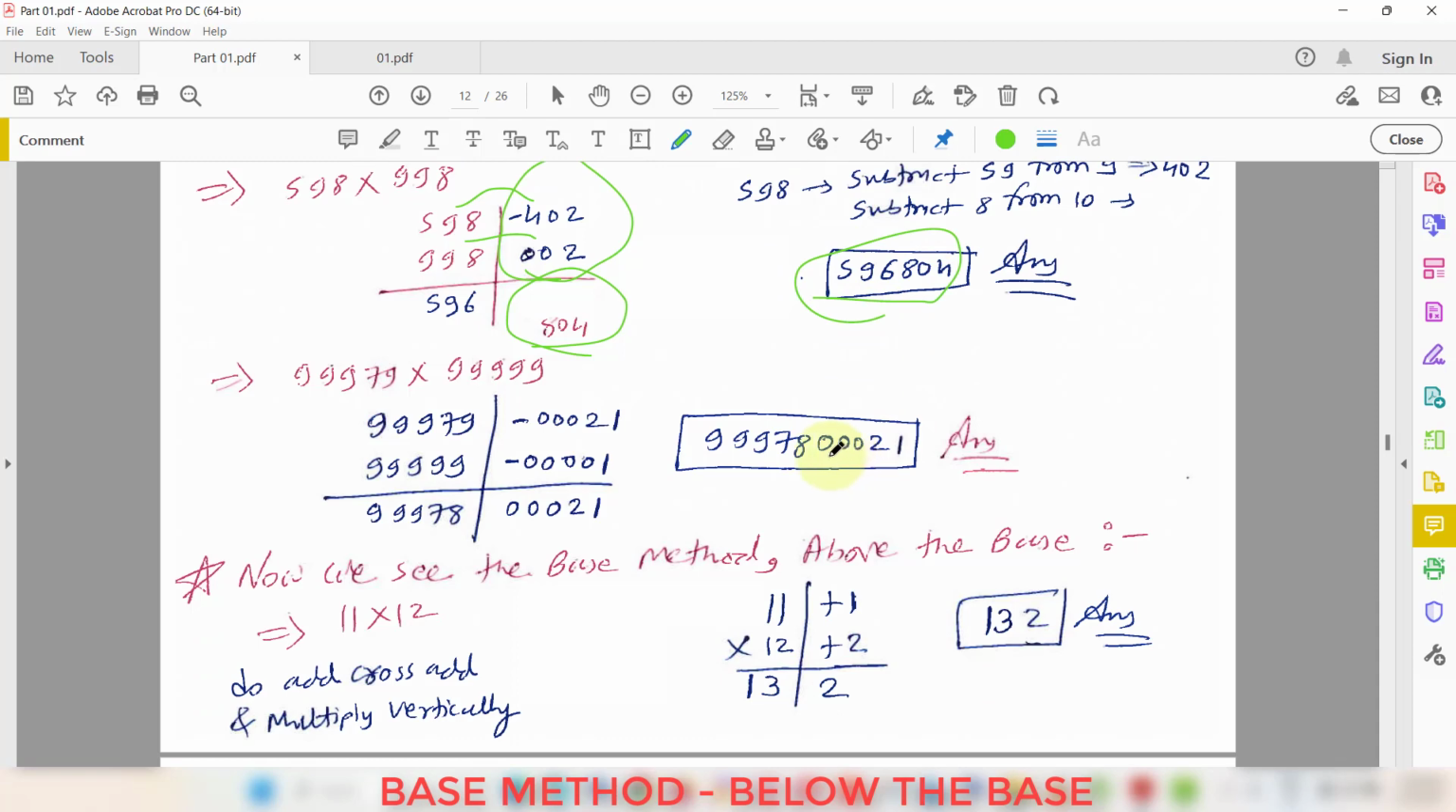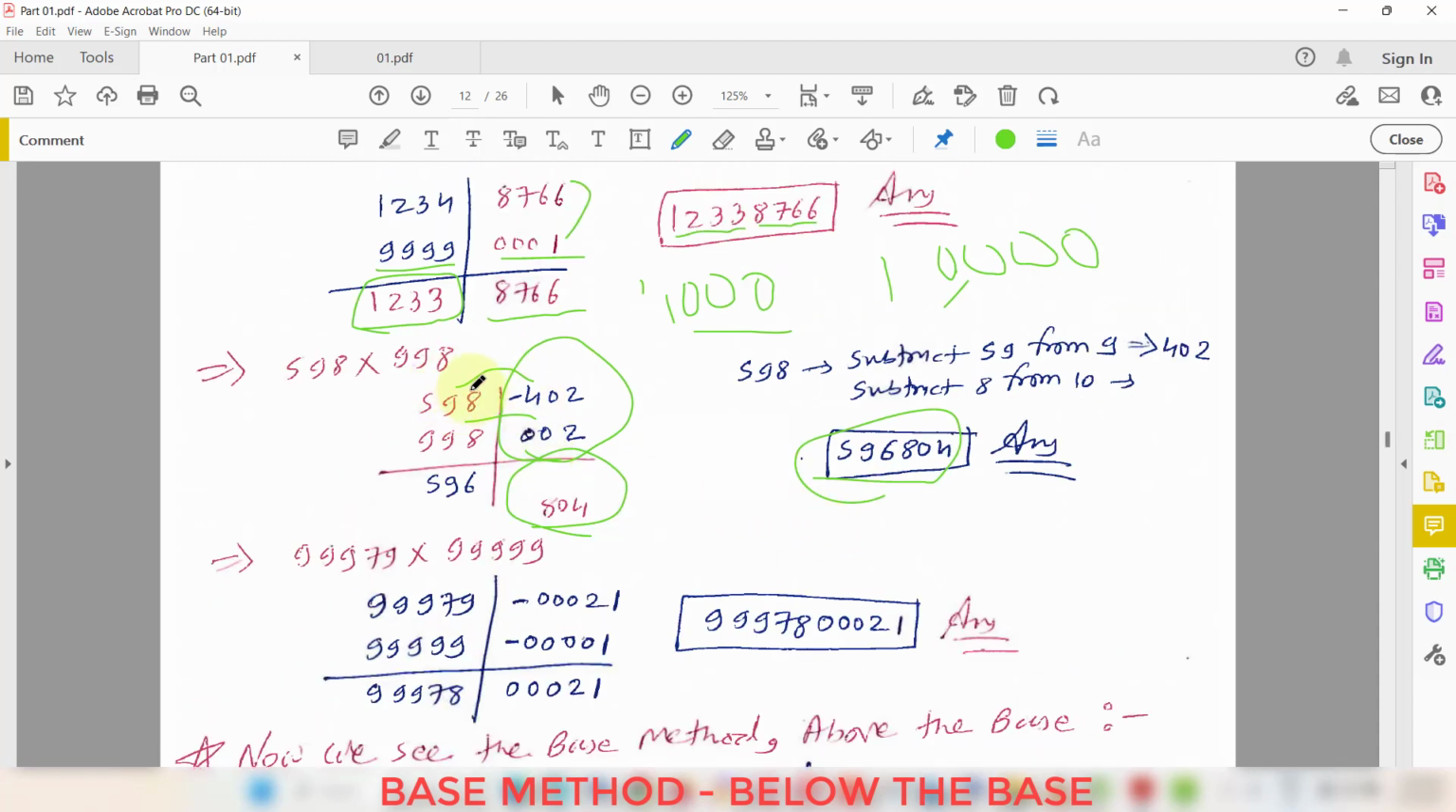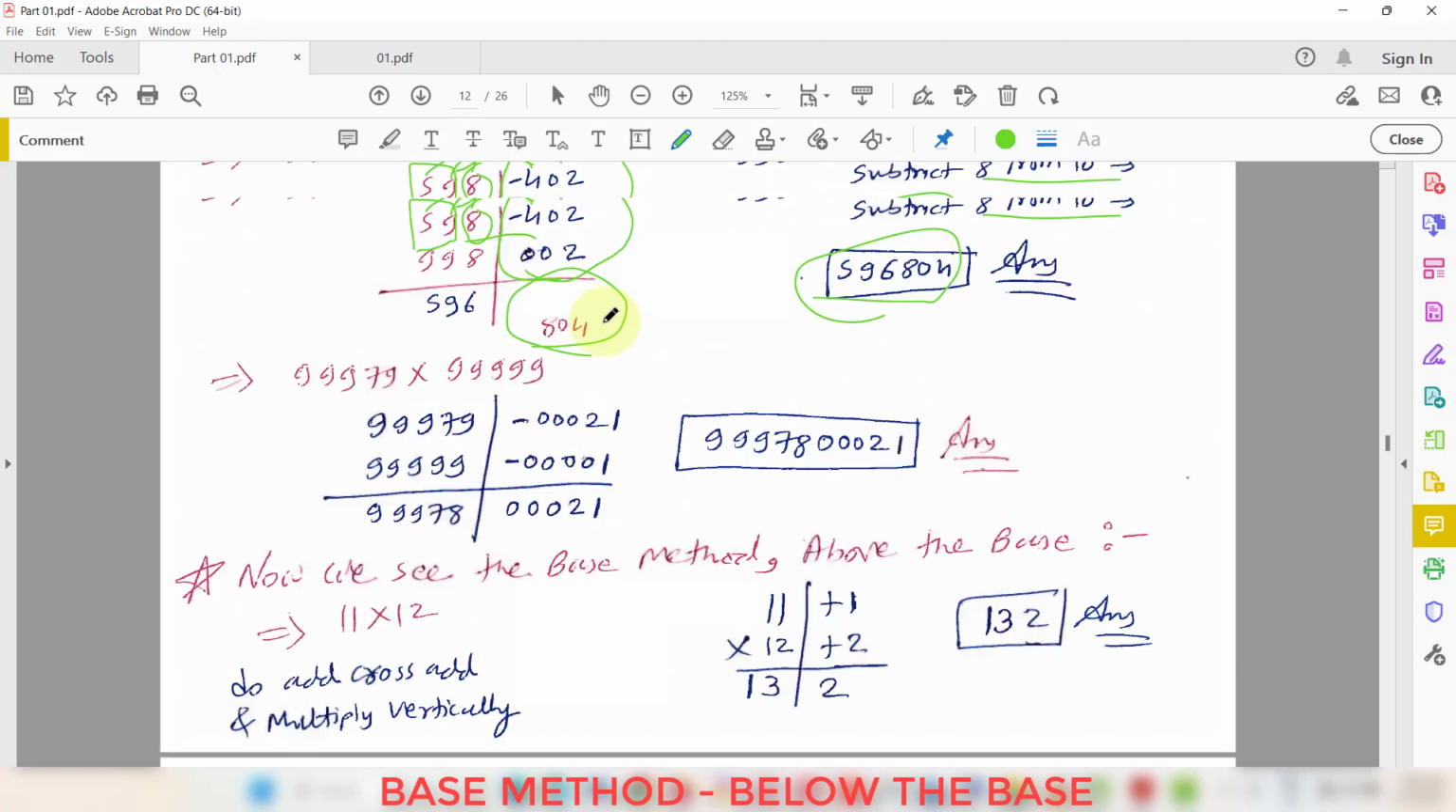Okay. Here you can see what you can do. 10 minus 8, that is 2. Then 9 minus 9, 0. 9 minus 5, that is 4. Okay. So subtract 59 from 9, because these are the first digits, and the last digit is 8. So that digit you have to subtract from 10. And what is our last?